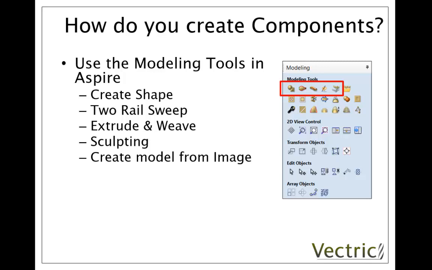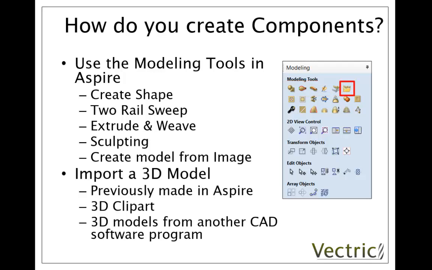An alternative to building the shapes from 2D data in the software is to import an existing 3D model. This may be something that you've previously made in Aspire and saved out. It may be a piece of 3D clip art that you've purchased or downloaded from the internet, or it may be a 3D model that you've created in another CAD software program. There are many different software programs available that can create a 3D object, and ultimately you might want to bring those into Aspire in order to finish editing it, combine it with other objects, and then eventually create toolpaths on it so that you can cut it on your CNC.